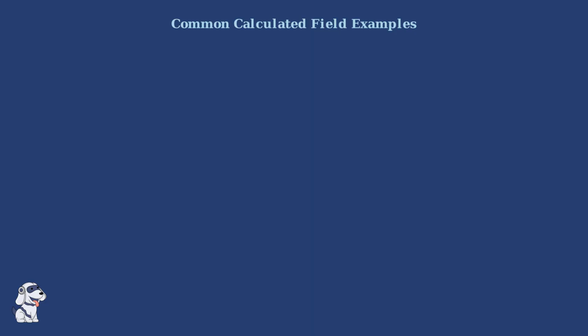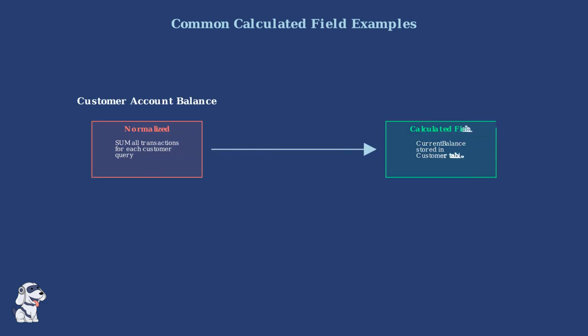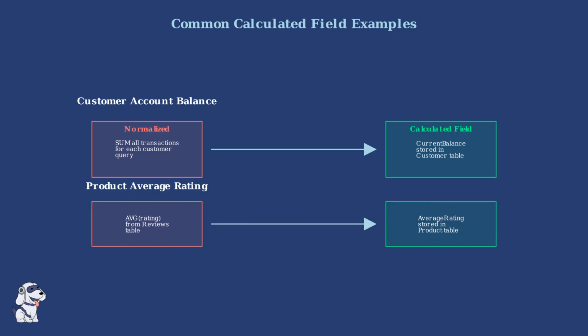Calculated fields are useful in many scenarios. Let's examine several common examples where storing computed values provides significant benefits. Customer account balances are perfect candidates for calculated fields. Instead of summing all transactions every time we need a balance, we maintain a current balance field that's updated with each transaction. Product ratings demonstrate another common use case. Rather than calculating average ratings from thousands of reviews each time a product page loads, we store the computed average and update it when new reviews are added.